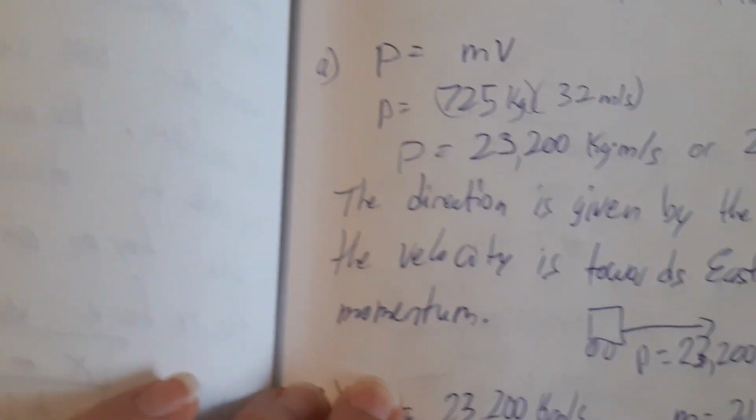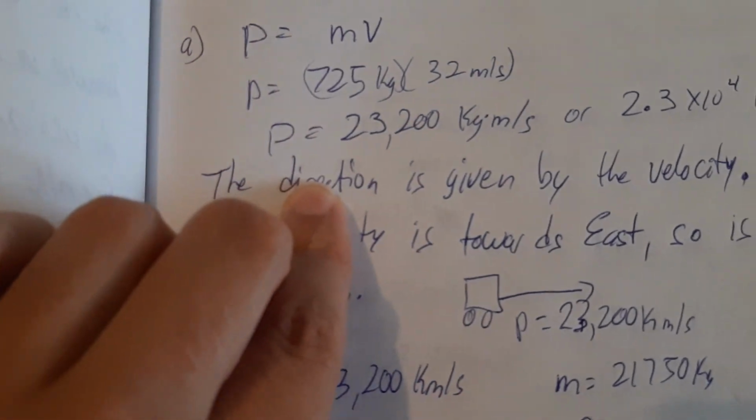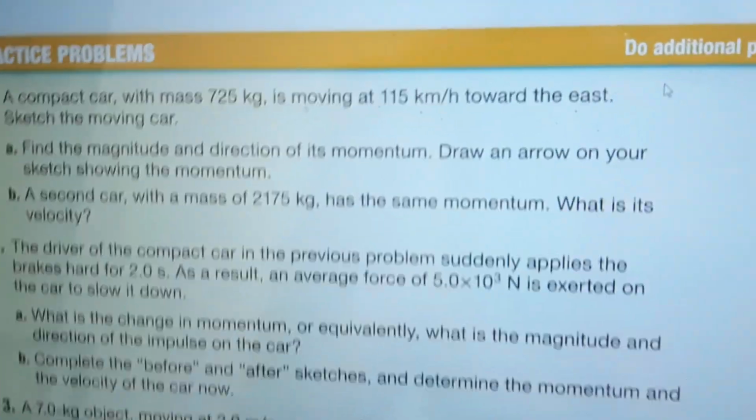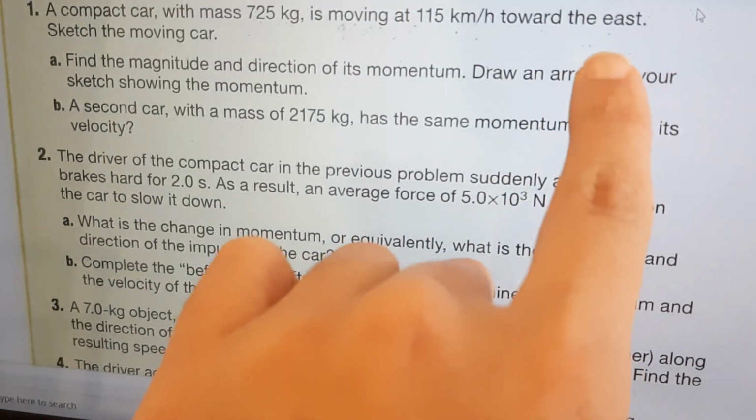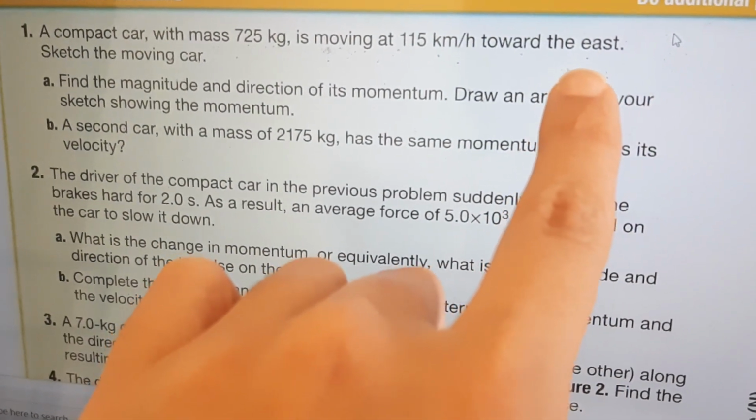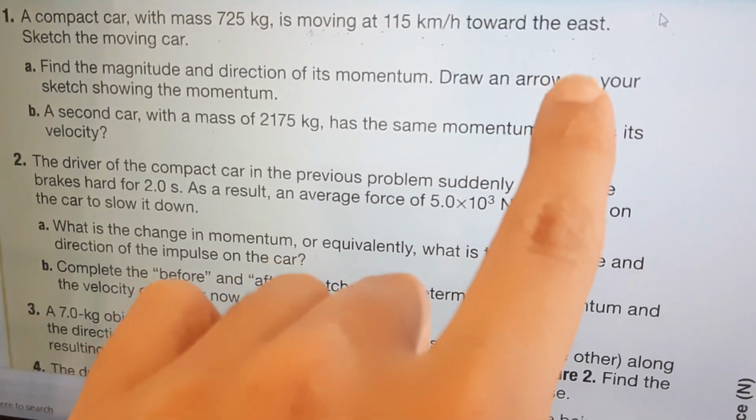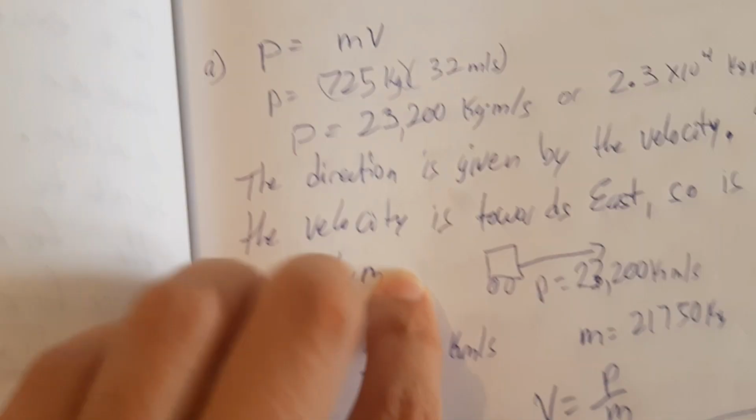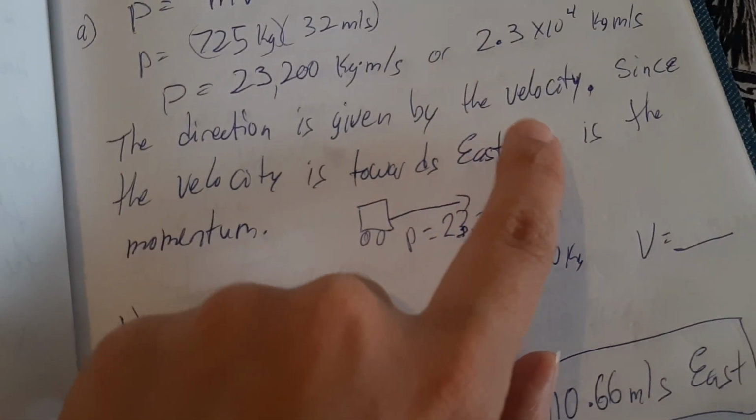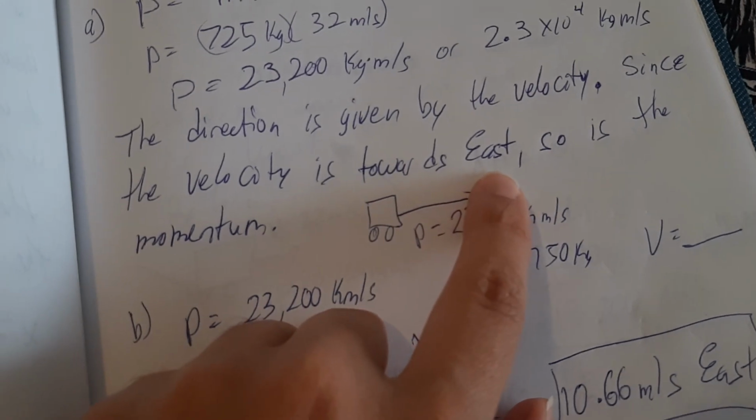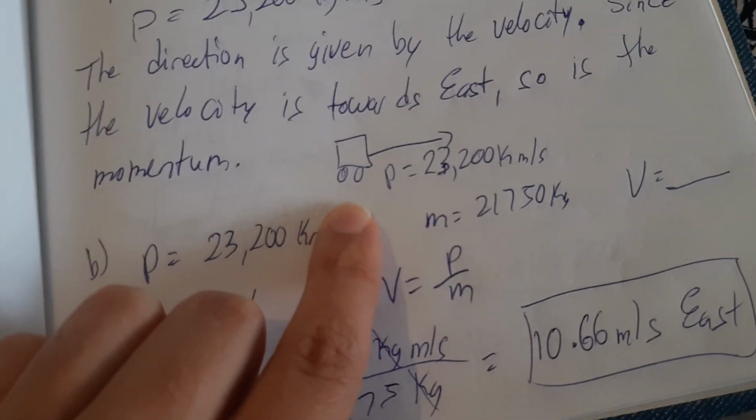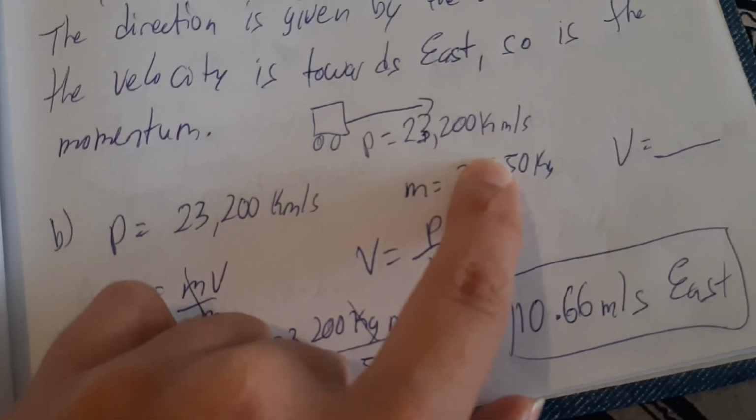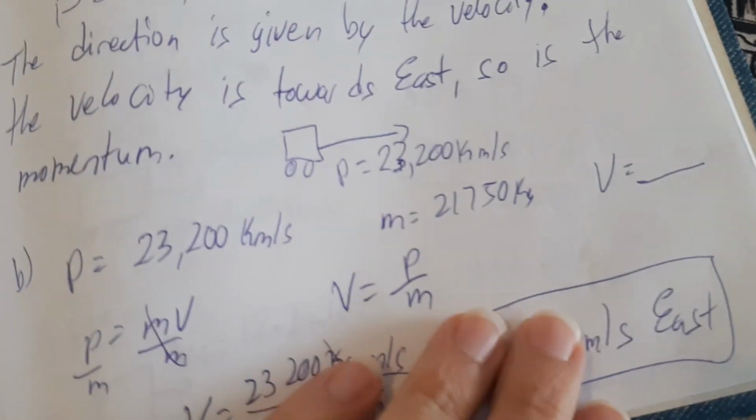Now, the second part, it tells us to find the direction, okay? And because the problem tells us right here that we're moving towards east, then the direction of our momentum has to be the same as the direction of our velocity. All right? So if the velocity was east, then the momentum is also going to be east. All right? So this is our little sketch. That's a car. I know it's a beautiful car, isn't it? The momentum and the direction east, that way.